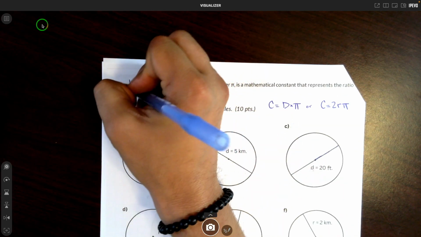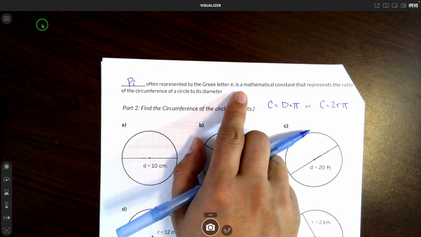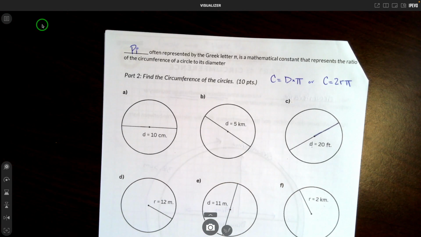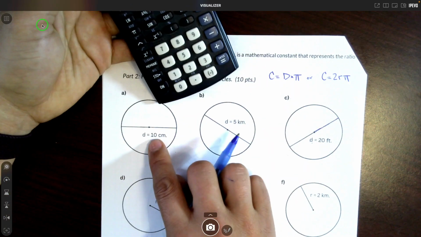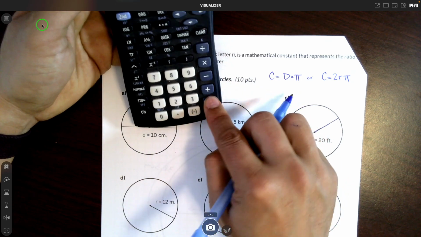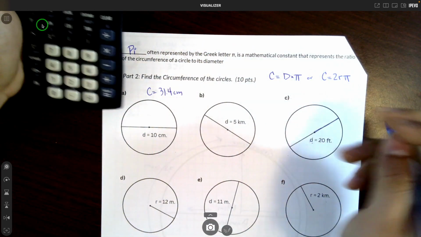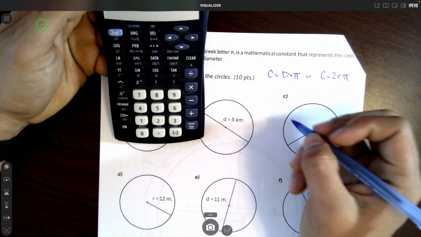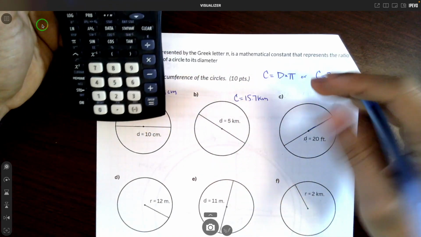So this is pi, often represented by the Greek letter. It's a mathematical constant that represents the ratio of the circumference of a circle to its diameter. So these are super easy to calculate. You literally just get a calculator. If I know that the diameter is 10, I just do 10 times 3.14. So then my circumference equals 31.4 centimeters. Over here we got 5 kilometers, so 5 times 3.14 gives us 15.7 kilometers. Okay?